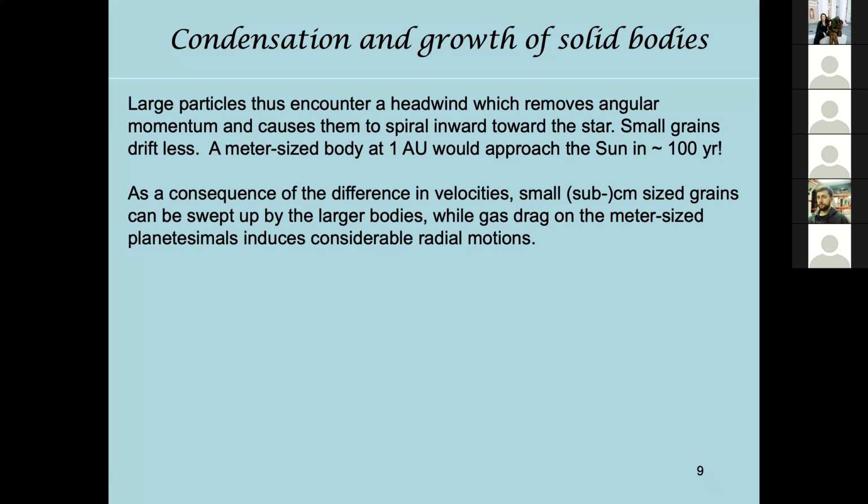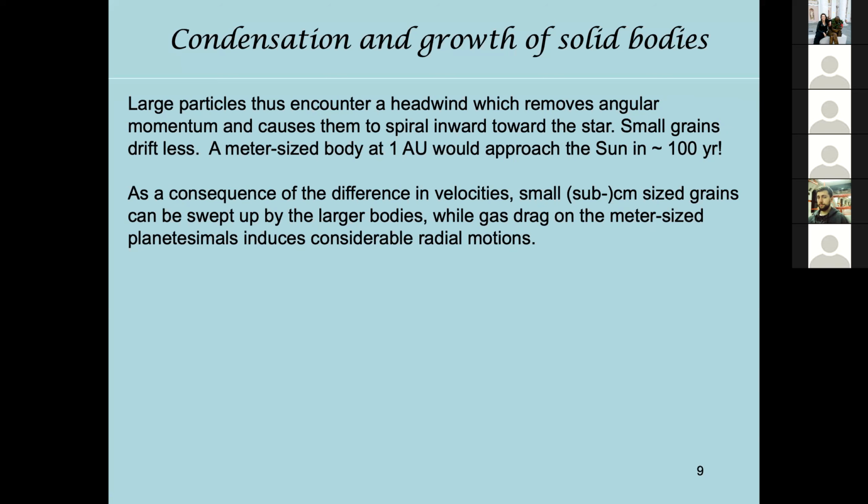So these larger particles that move at the Keplerian speed feel this difference. It is like a little headwind when you go with your bicycle. This headwind basically removes some of the angular momentum of these larger particles. And of course, this means that they will decrease the size of their orbit, and they will basically just spiral inward toward the sun. You can calculate this based on the equations that I showed you in the previous slide.